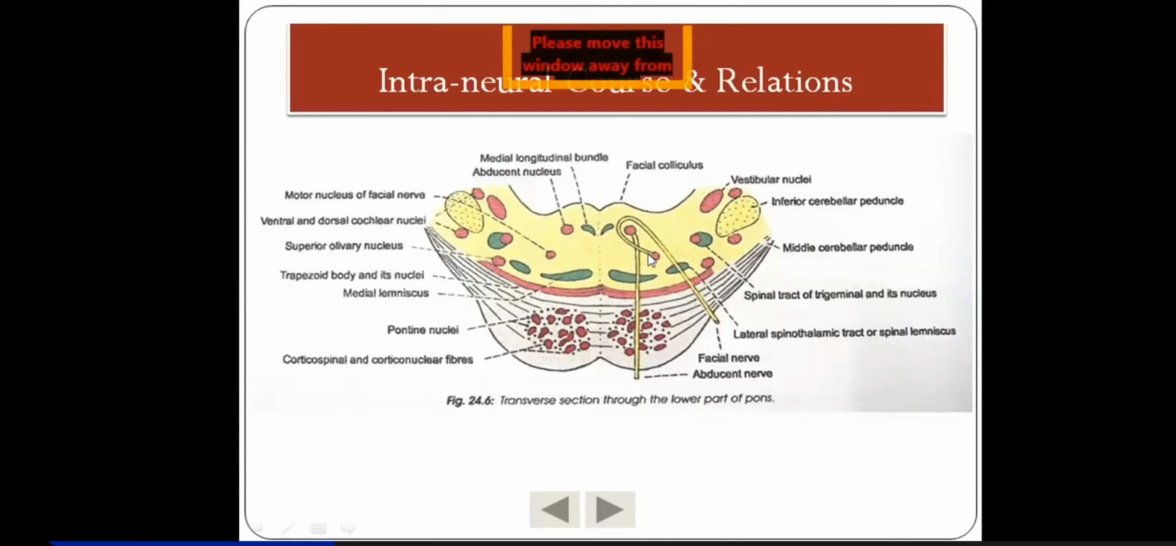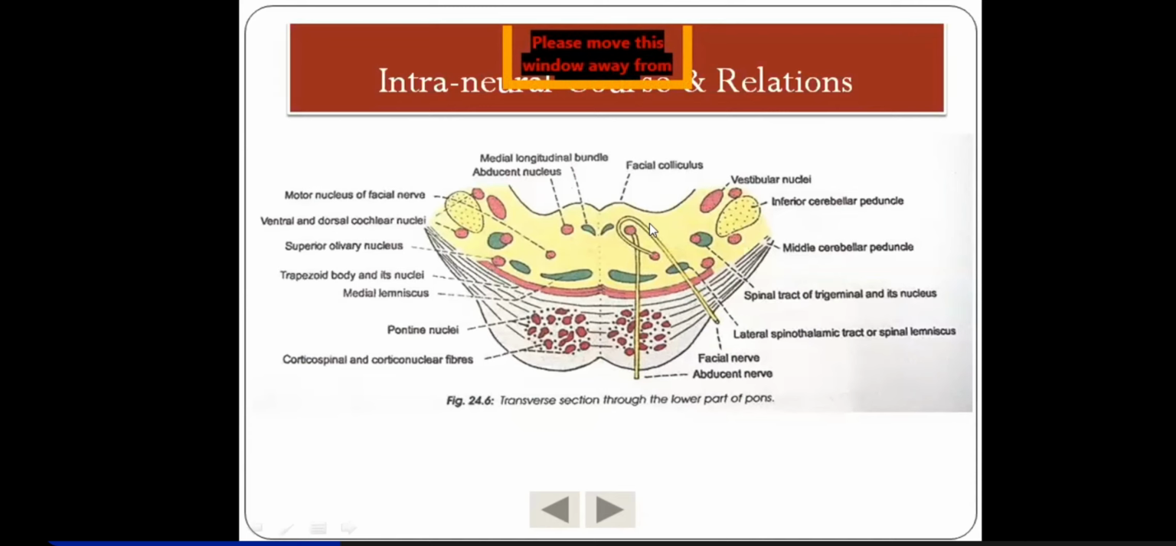Then about the facial nerve nucleus, as I said, fibers pass dorsally and medially, winding around the abducent nerve. You can see it also crosses the lateral spinothalamic tract and the trapezoid body, and ultimately emerges on the surface of the brain laterally from the pontomedullary junction, lateral to the abducent nerve.